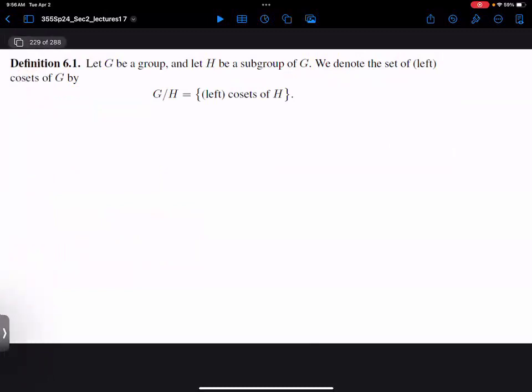Okay, so the first is, as always, G will be a group, H will be a subgroup, and we denote the set of left cosets of H in G by G mod H. Whenever you see a definition, you should always have an example in your mind. So what's our go-to example for a group and cosets?